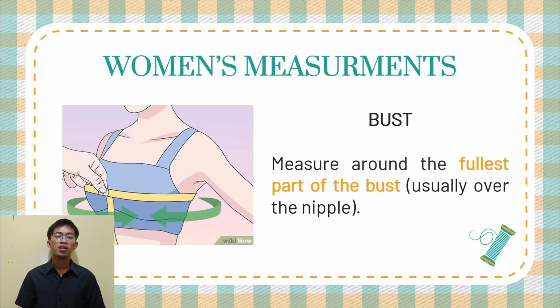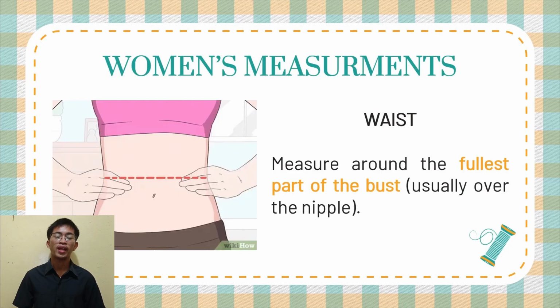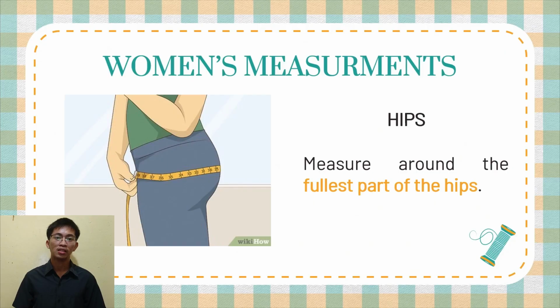As for the bust, it measures around the fullest part of the chest. This helps tops and dresses fit nicely across the chest. Next is waist. It measures around the narrowest part of the waist. This makes sure clothes fit well around the middle. As for the hips, it measures around the widest part of the hips. This ensures skirts and pants fit comfortably around the lower body.